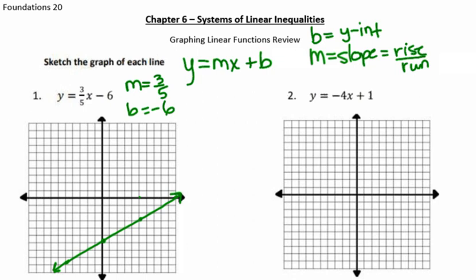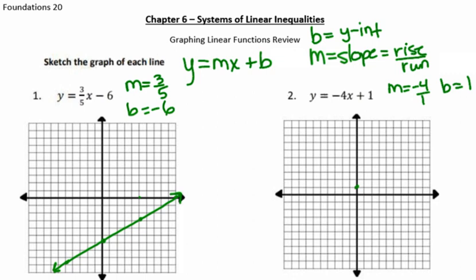The second one, y equals negative 4x plus 1. My slope is negative 4 over 1. Remember, if we don't actually see anything that is over, it's always over a 1. And our y-intercept, our b value, is a positive 1. So we can plot our y-intercept. And from there, we want to go down 4 and to the right 1.